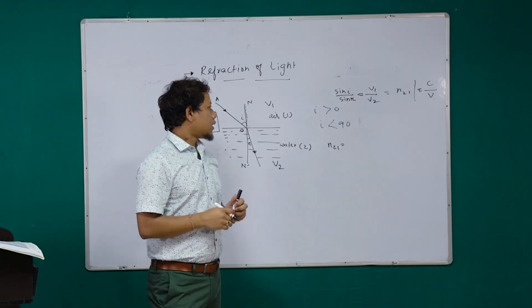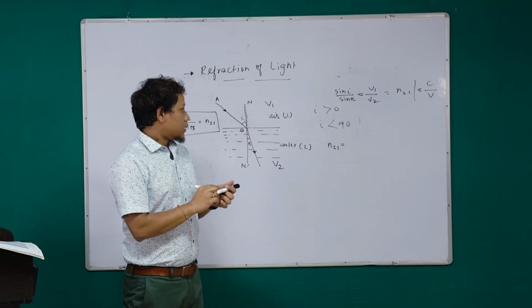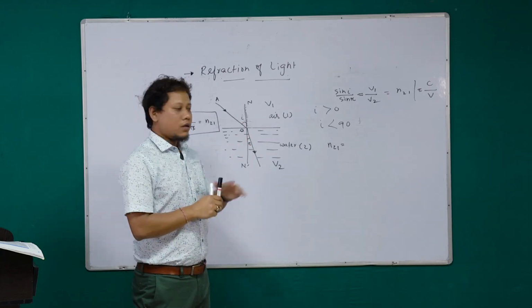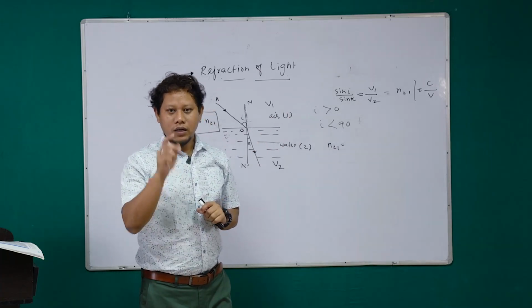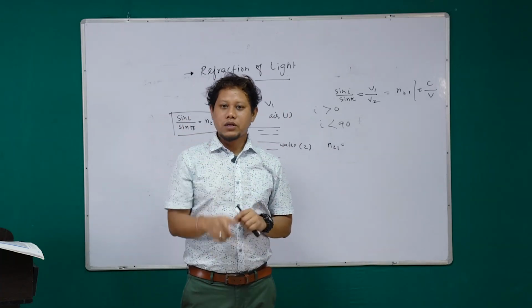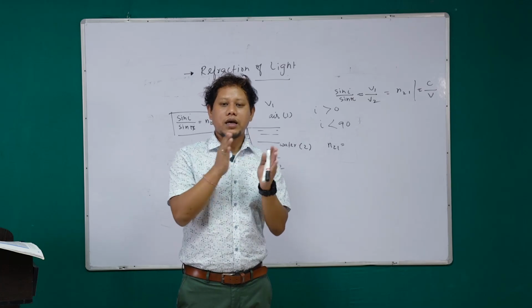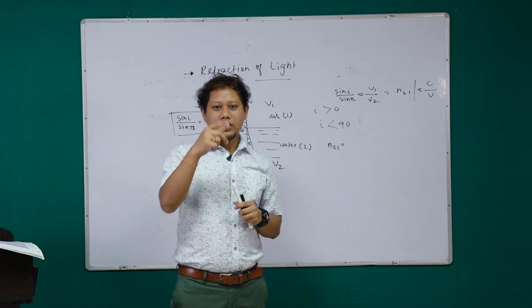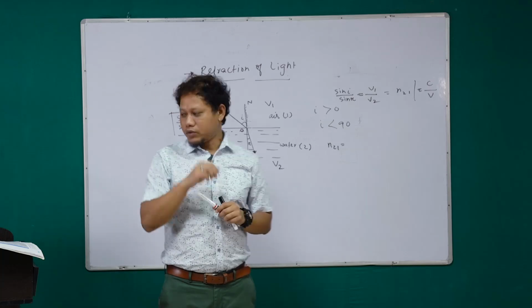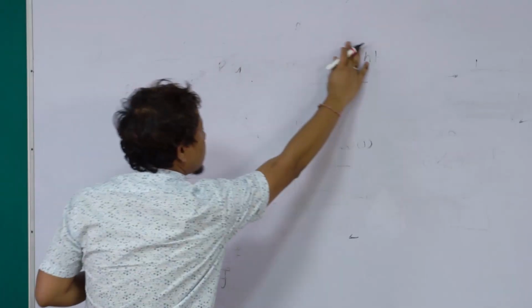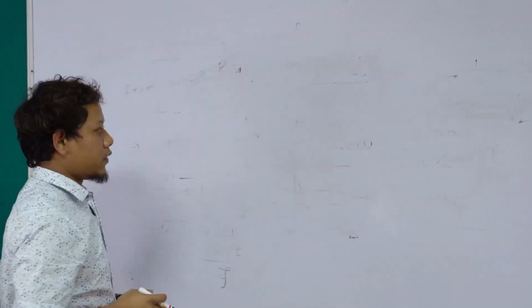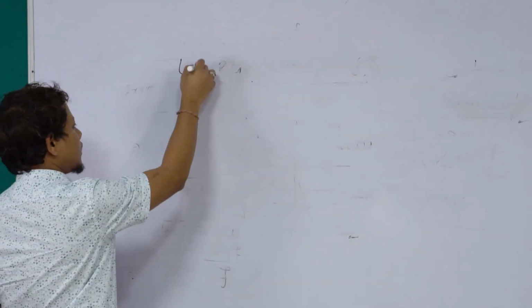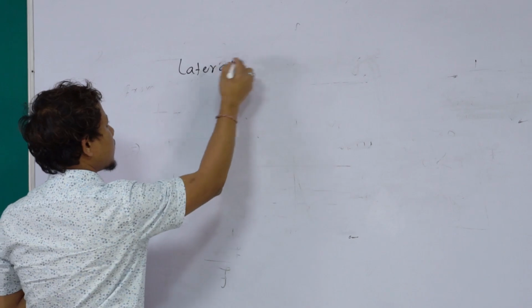Now we'll discuss some elementary results based on the refraction of light. One, as given in our book, is lateral shift. Another one is real depth and apparent depth. First let me tell you what lateral shift is. The first one is lateral shift.